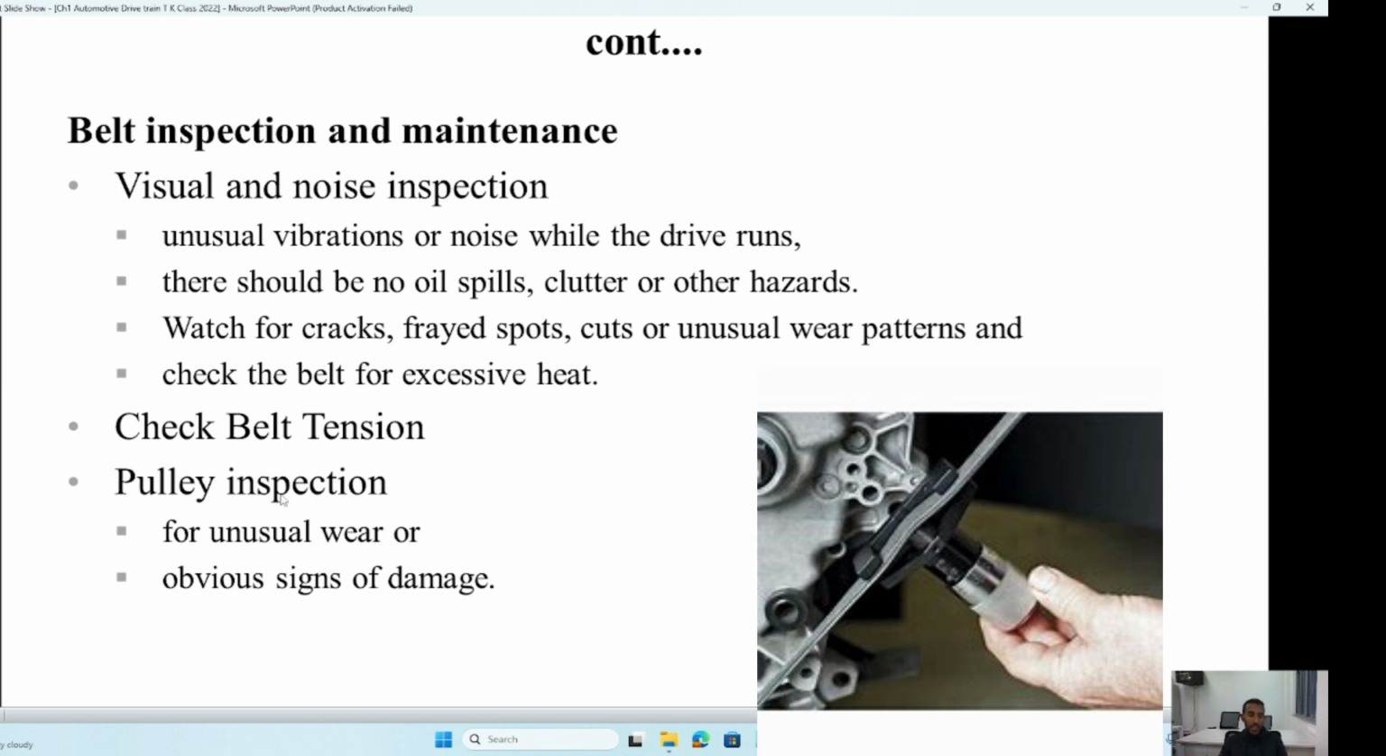In most cases, when you perform an inspection of belts, most people don't check the pulley. But the pulley must be inspected for unusual wear or signs of damage. Because if the pulley has wear, even if we change to a new belt, it will be damaged in a short period of time.